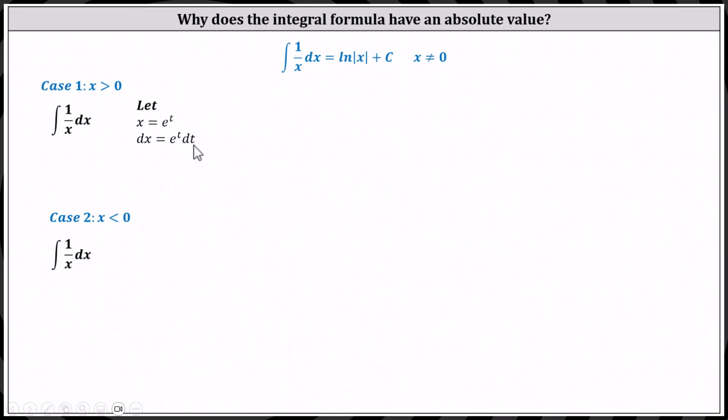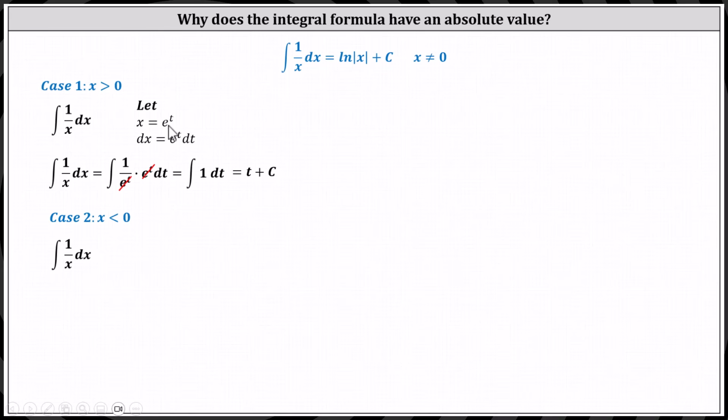And now I perform substitution into the original integral. We substitute e to the t for x and e to the t dt for dx. E to the t divided by itself simplifies to 1, and we get the simple integral of 1 dt, which is equal to t plus c, the constant of integration. But we want the antiderivative with respect to x, not t. So now we need to go back up to the equation x equals e to the t and solve for t.